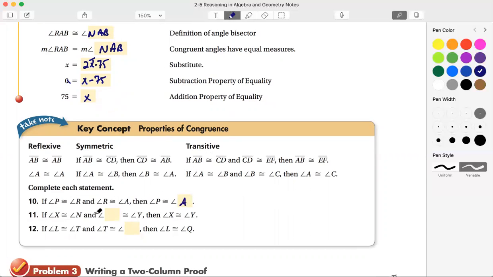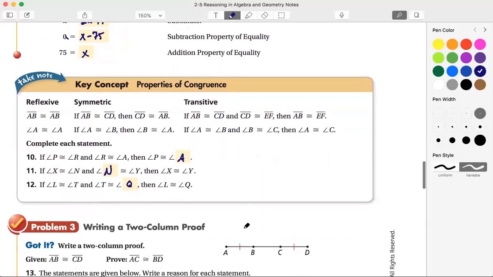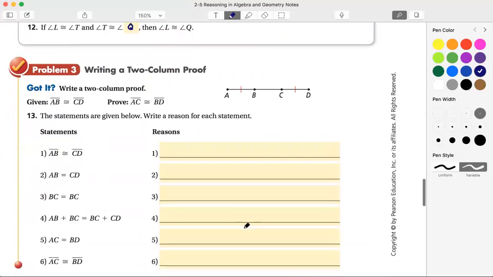Okay. If angle X is congruent to angle N, and angle N is congruent to angle Y, then angle X has to be congruent to angle Y. If angle L is congruent to angle T, and angle T is congruent to angle Q, then angle L is congruent to angle Q. So how do we write a two-column proof?